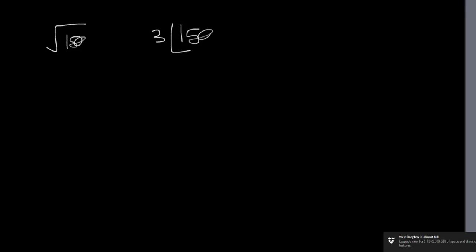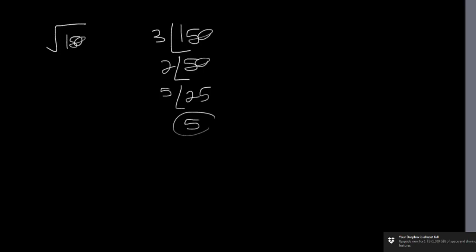3 is prime. 3 goes into 150 50 times. 3 doesn't go into 50. 50 is not prime. Let's see if another number goes into it. 2 does. 2 goes into 50 25 times. Well, 25 is not prime. I got to keep going. 5 goes into 25 5 times. So I look to see, I can stop because 5's prime, this 5 right here.